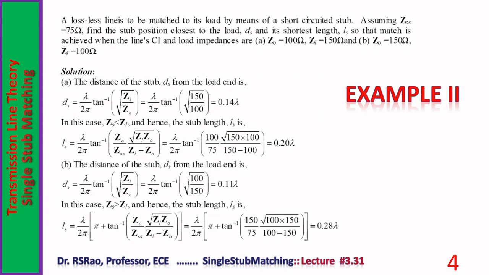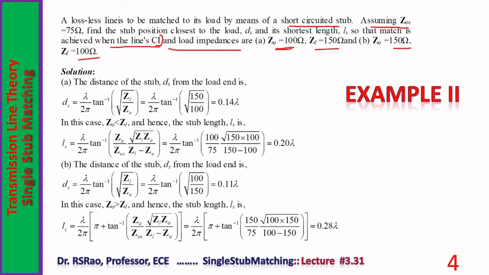Another problem. A lossless line is to be matched to a load by means of short-circuited stub. Assuming Z0S, that is characteristic impedance of the stub, equal to 75 ohms. Find stub position closest to the load ds and its shortest length ls so that match is achieved when main line characteristic impedance is 100 ohms, load is 150 ohms in one case. In the second case, it is 150 and 100 respectively.